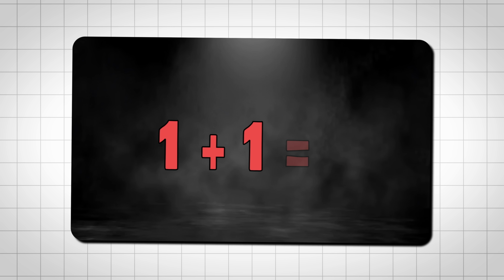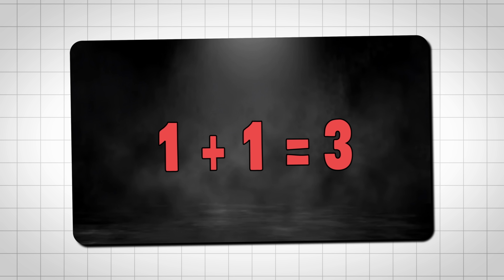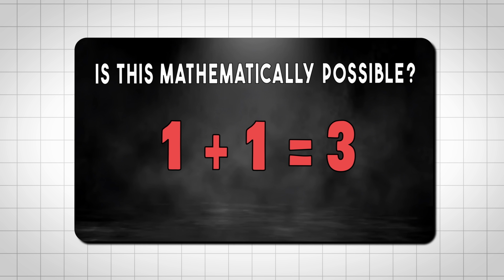This is also where we can go very obscure and not make the viewer really understand what's going on. This is where we have a thumbnail that says 1 + 1 = 3, and then we add the question, is this mathematically possible? Again, we're creating this sense of mystery around our thumbnail.